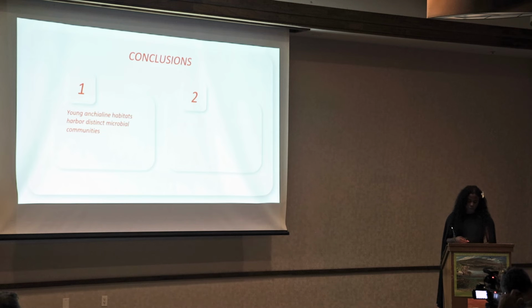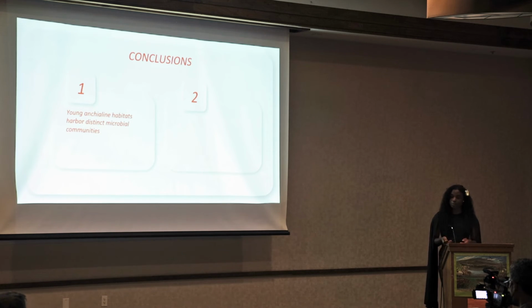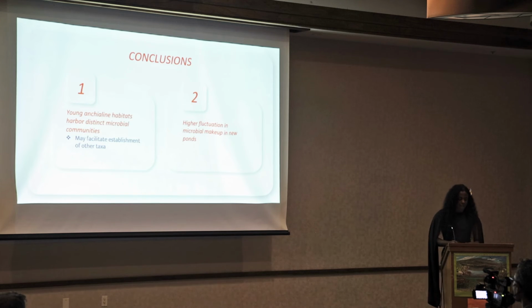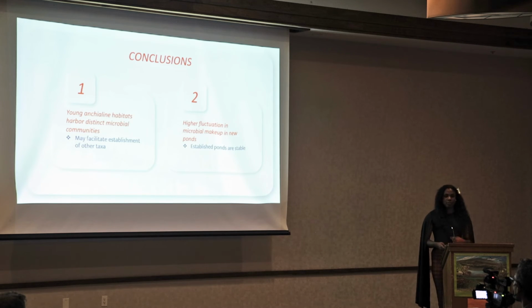So as far as conclusions, the young anchialine habitats have very distinct microbial communities, we found, and we actually saw that they were trending away from the established ponds. So this suggests that they might be able to facilitate unique taxa that some of the other anchialine ponds might not be able to. And secondly, we did notice that there is high levels of fluctuation within the microbial community, within these new ponds. And unlike the established ponds, there's not nearly as much stability yet.